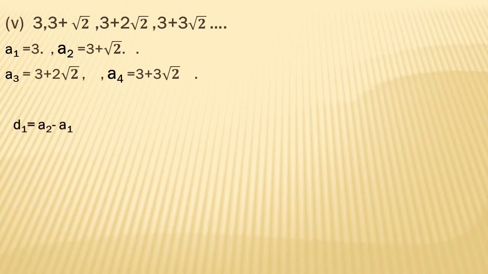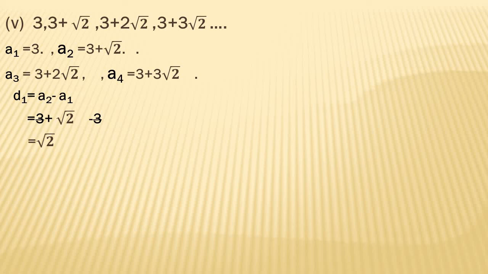Let's see if you have a root. How do you check whether it forms an AP or not? Write down the first term, second term, third term, fourth term. List it out: 3, 3 plus root 2 and so on. And then find out the common difference, which is the second term minus the first term. In this case, the second term is 3 plus root 2. The first term is 3. 3 plus root 2 minus 3. Plus 3 minus 3 gets cancelled. And what you get is root 2.